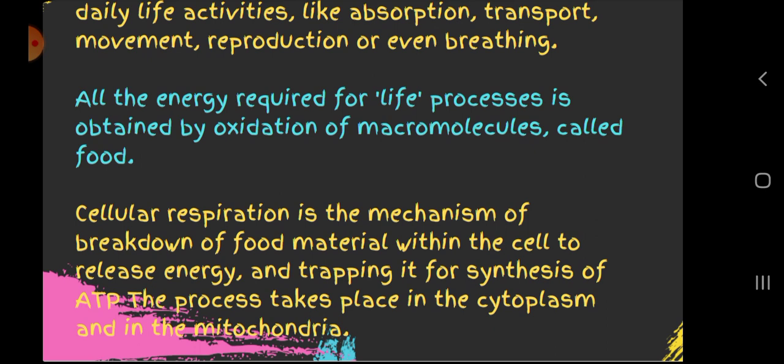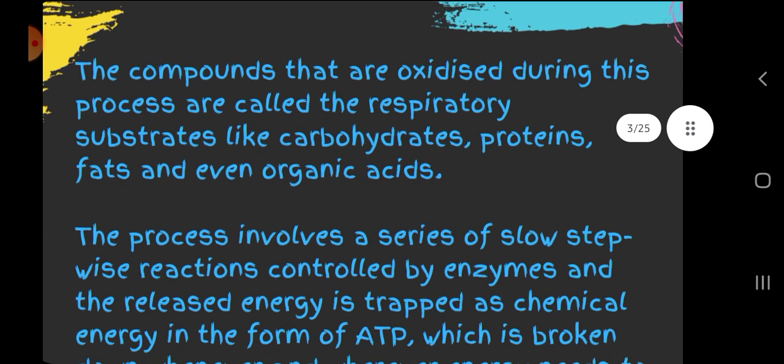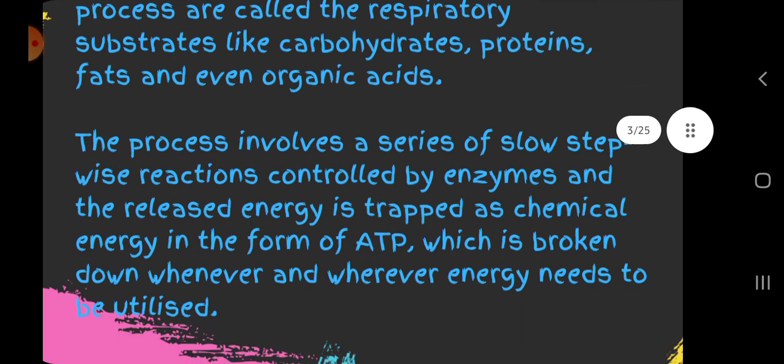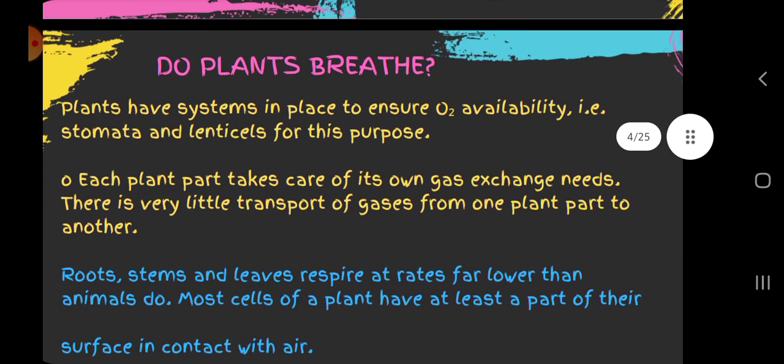for synthesis of ATP. The process takes place in cytoplasm and in mitochondria. The compounds that are oxidized during the process are called respiratory substrates. The process involves a series of slow stepwise reactions controlled by enzymes, and released energy is trapped as chemical energy in the form of ATP, which is broken down whenever and wherever energy needs to be utilized.